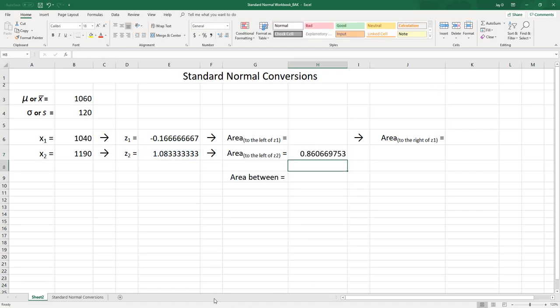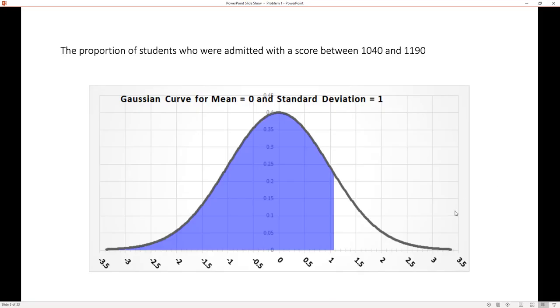Let me go back to the diagram. In the diagram, this is what that would look like. Here I have a z value on the z-axis of 1.083333, and the value that the spreadsheet will give me when I look up the area to the left of that is this entire proportion.